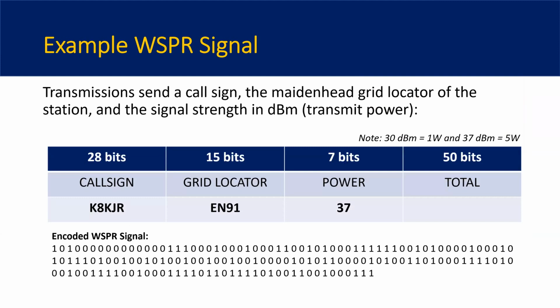So a WSPR signal is a digital signal, and the transmission includes 50 bits of information. 28 bits is our call sign, 15 bits is our grid locator, and then we send a power report. So we say how much power we're transmitting with, and there are 7 bits allocated to that for a total of 50 bits. Now, we end up sending a good deal more information, more bits than 50, that is, because of the error correction built into the protocol. So the WSPR signal ends up looking something like what you see there below once it's finally encoded. And you can see there are quite a few more bits there than 50.